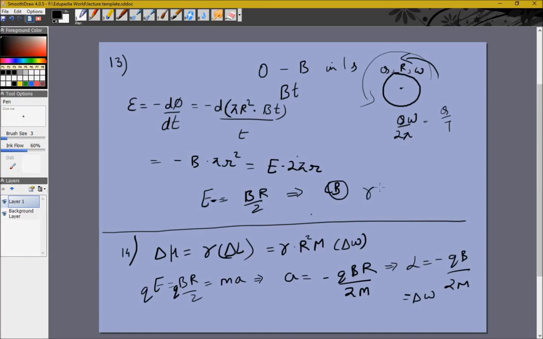So we get gamma into m r squared into QB by 2m with a minus sign. m and m cancel, which is minus gamma Q r squared, I'm missing a B here, minus gamma r squared B Q by 2, which is option B. So the answer to the 14th one is option B.